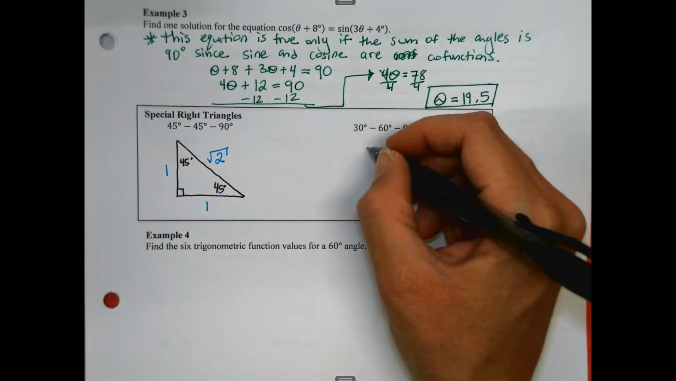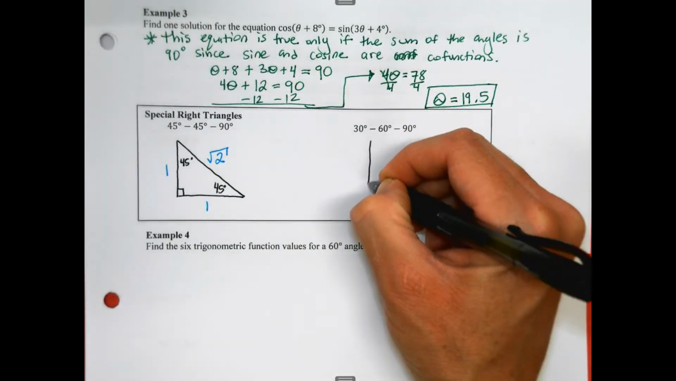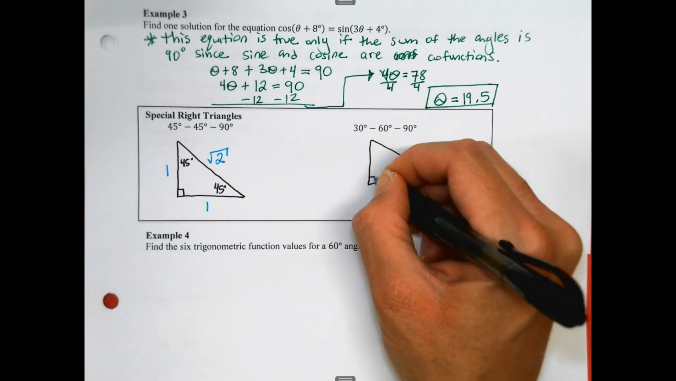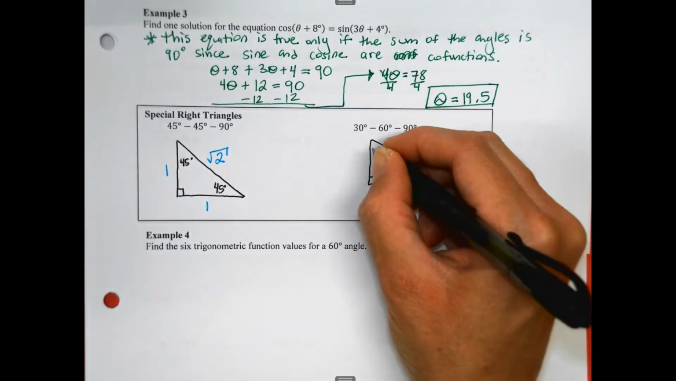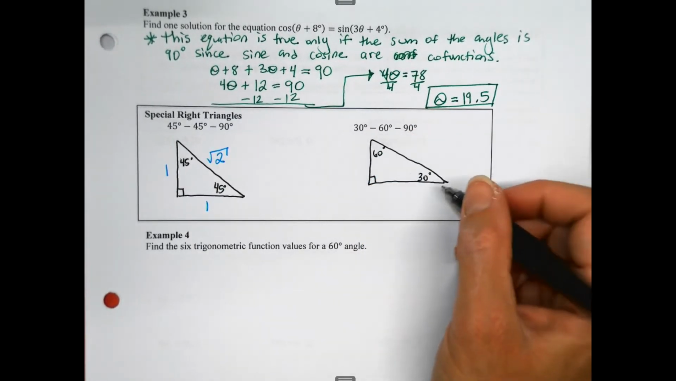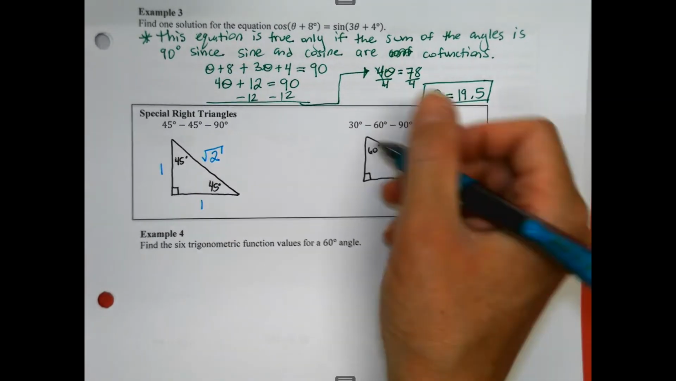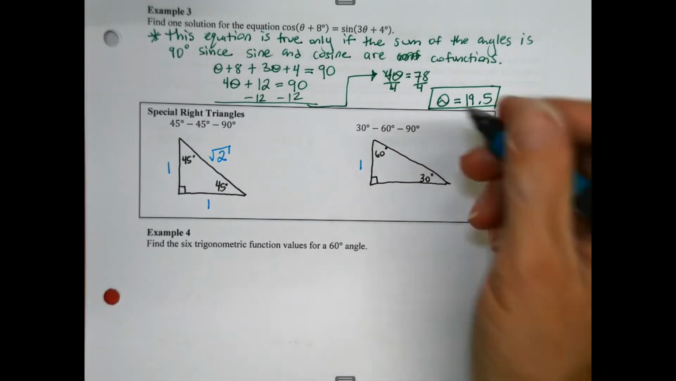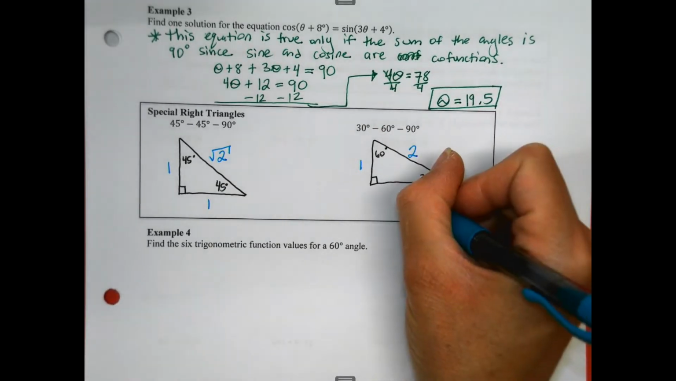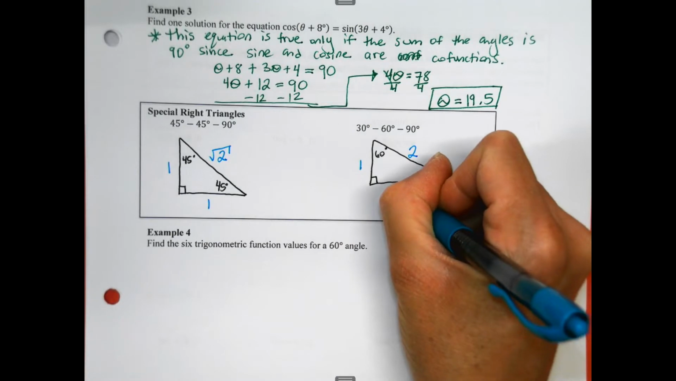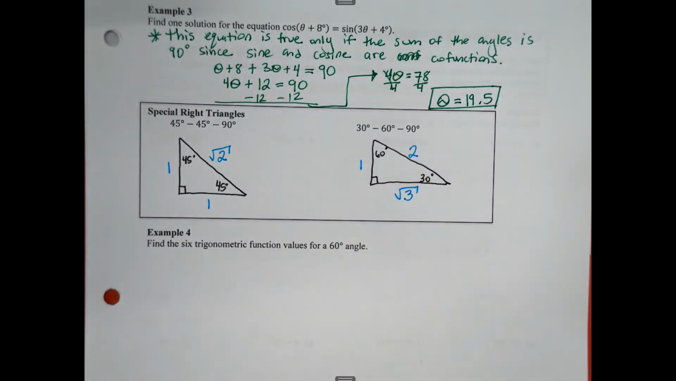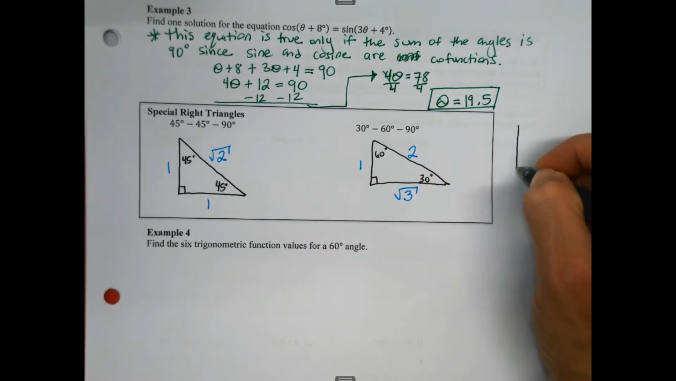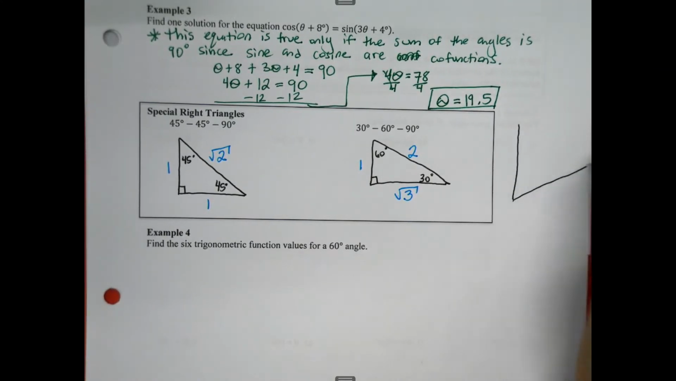And then for a 30, 60, 90, we have the side opposite 30 is always 1. The hypotenuse is always 2. And opposite the 60 is the square root of 3. And that comes from the fact that this happens to be half of an equilateral triangle.